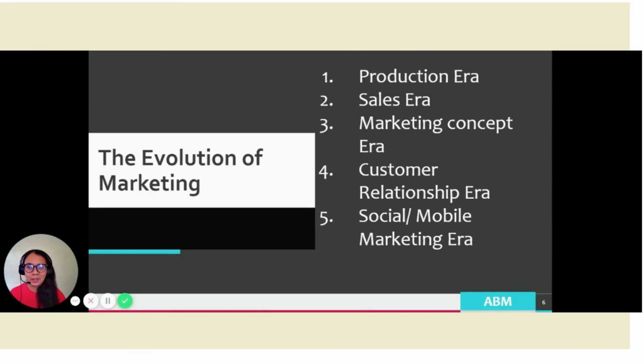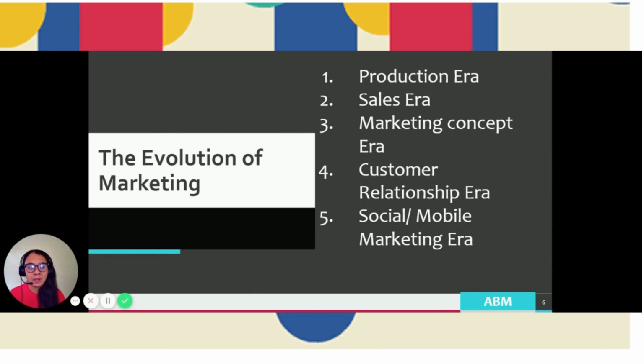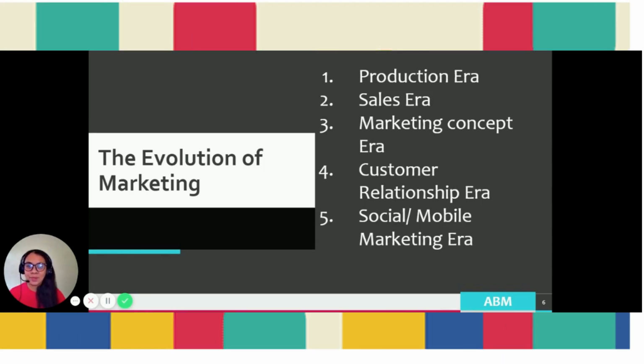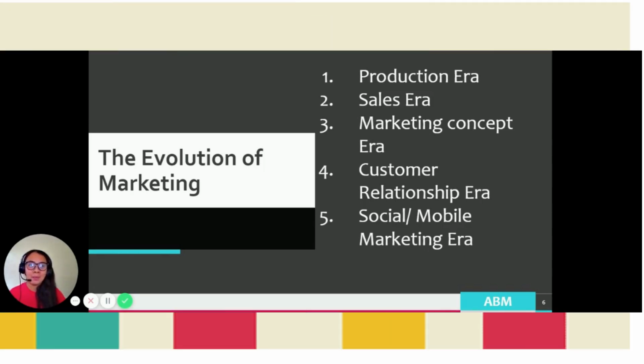So again, the evolution of marketing is divided into eras. The first one is the production era, sales era, marketing concept era, customer relationship era, and finally, we are in the social or mobile marketing era.